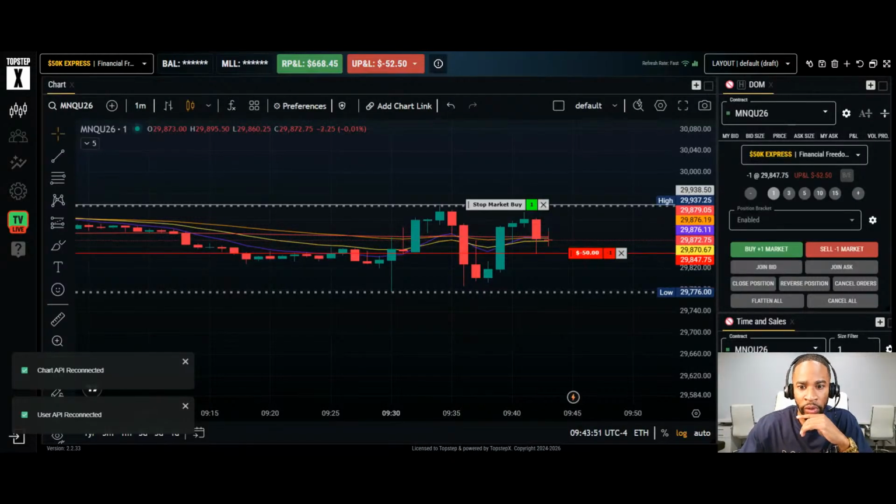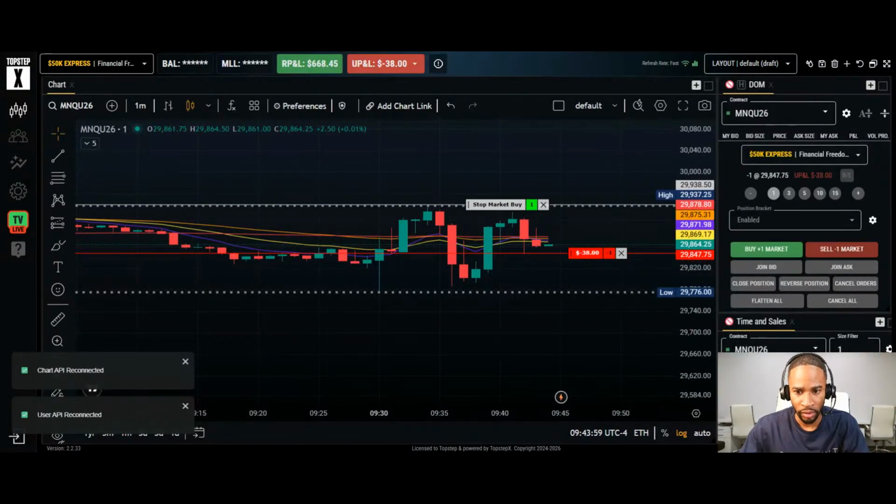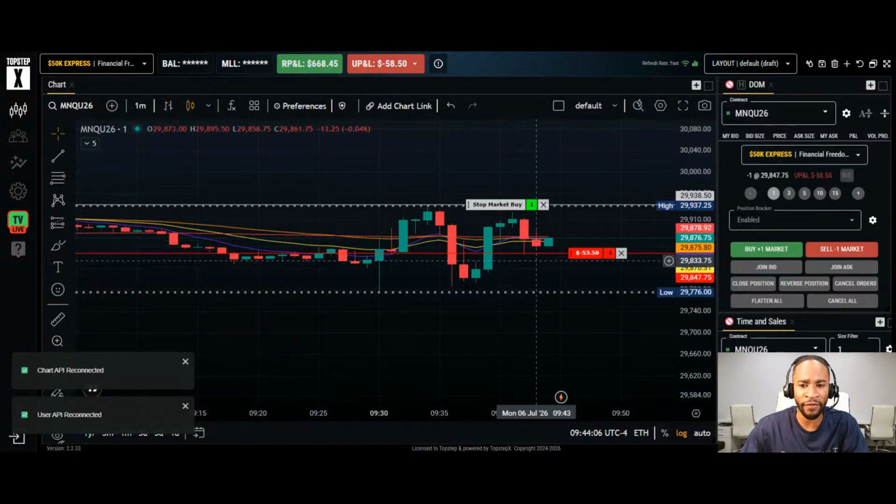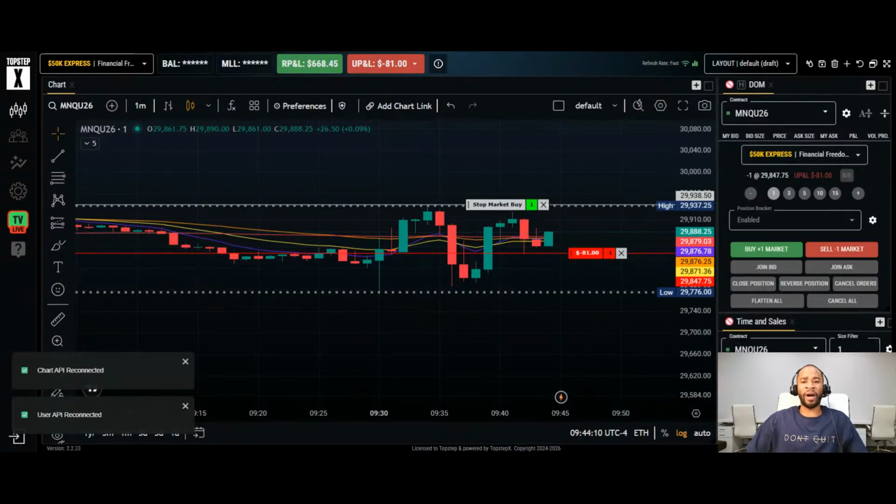All right, so we're starting to pull back on the 1 minute time frame, family. Remember, we use the 1 minute time frame for our entries. Bearish candle developed right here at 9:42 a.m. Another one developed right here at 9:43 a.m. Now, let's see if we're going to pull back. The buyers, they're trying to step in.